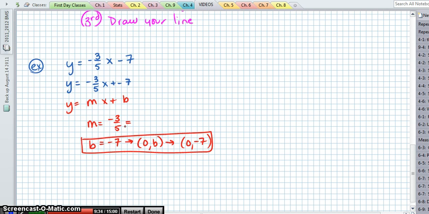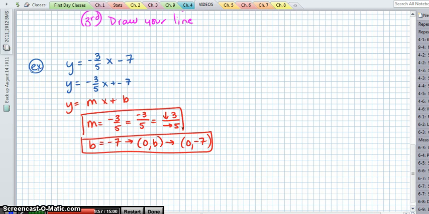You can't do it to both, because otherwise you'll end up with a situation that we had before, like a negative over a negative equals positive. So I'm going to assign the negative to just the numerator, and instead of going up, which is positive, I'm going to go down, which is negative. 5 is still positive, so I'm going to move to the right.